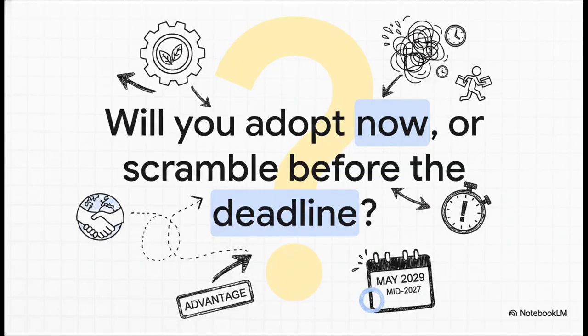Which leaves us with this final, pretty provocative question to chew on. Are you going to leverage this transition to secure your supply chain contracts early by adopting right now, or are you going to be part of the panicked scramble right before that May 2029 deadline? Let's be real, organizations that transition by mid-2027 are going to hold a massive competitive advantage in global procurement. So don't wait.